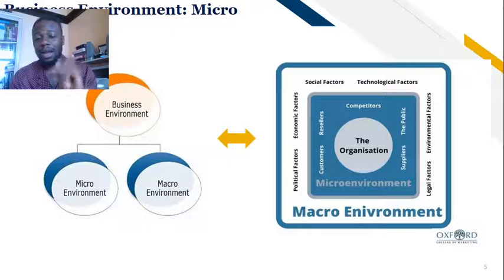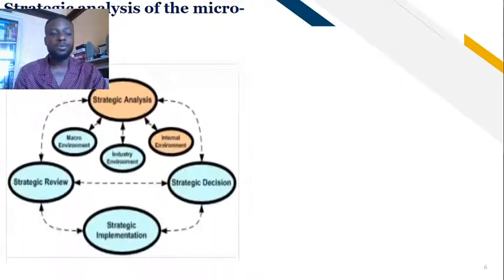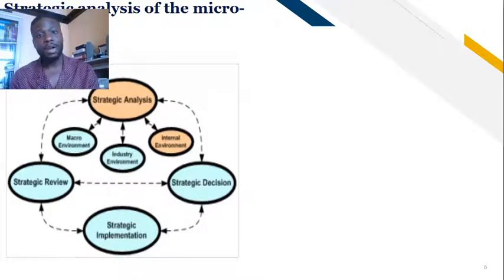Now, when you look at the microenvironment, these are the internal aspects, which is customers, competitors, suppliers, and the general public or stakeholders. When you're performing a strategic analysis, you don't necessarily start off with the microenvironment. You look into three areas, which is the macroenvironment, industry, and the internal environment, which is the microenvironment. But for this lecture, we mainly focus on the micro.